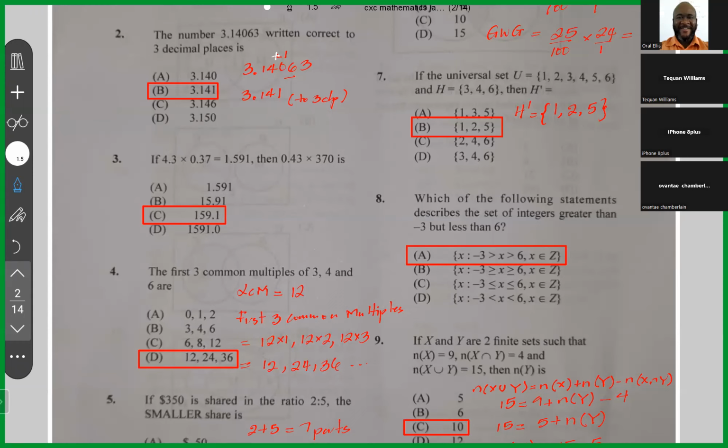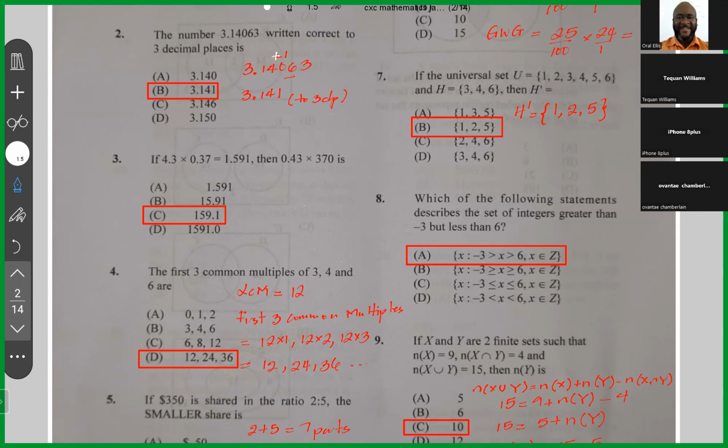Now, 0.4 is sort of close to 0.5. 0.5 is a half. A half of 300 is 150. All I simply do is look for the answer that is close to 150. And the answer that is close to 150 is C, which is 159.1. The answer is C. I don't work it out, I reason it out using my understanding of numbers.